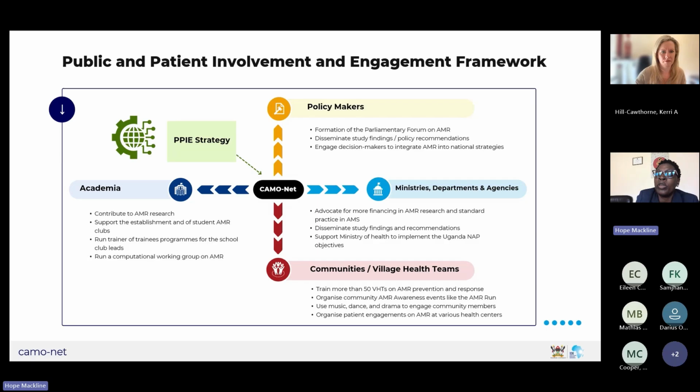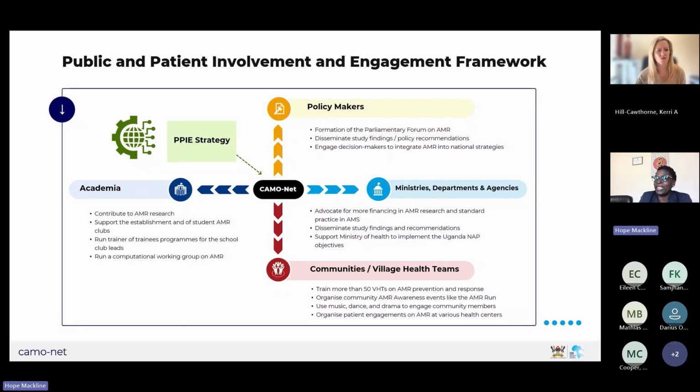We thought, could we be part of the groups that are forming the Parliamentary Forum on AMR? This was not there. It wasn't existent by the time we started CAMO-Net. And we did some work, presented to them our results together with the other individuals that were doing AMR work. We managed to establish a parliamentary forum on AMR, and down in the presentation, you'll be seeing what the outcome of this has been. This was also a platform for disseminating our study findings and policy recommendations.